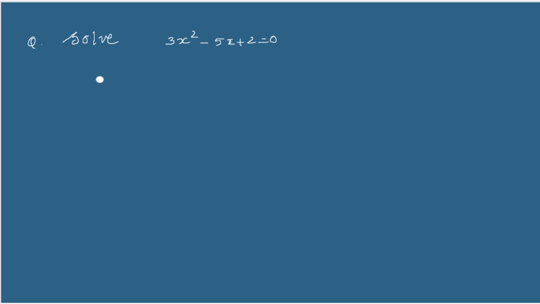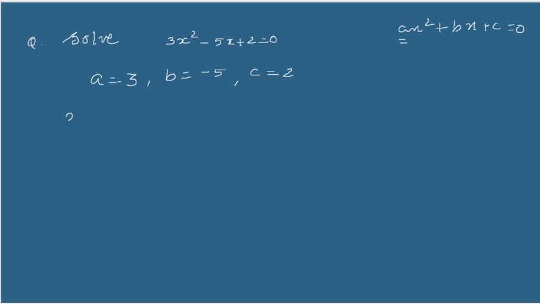So let us see what a is here. Look at the general form, ax square plus bx plus c is equal to 0. a is the coefficient of x square. Here it is 3. And what about b? b is the coefficient of x. What is the coefficient of x here? It is negative 5. So always remember to write the sign. And what is the constant? That is c is equal to positive 2.